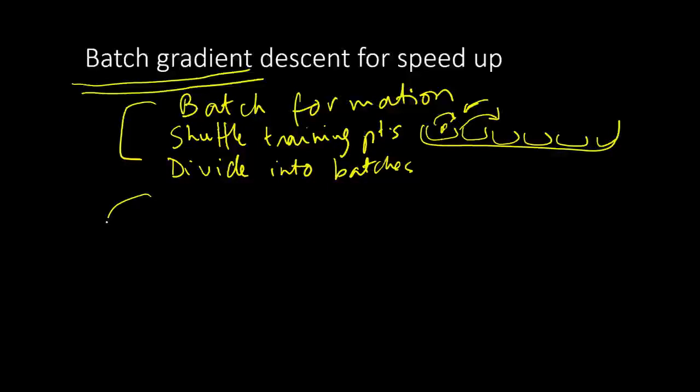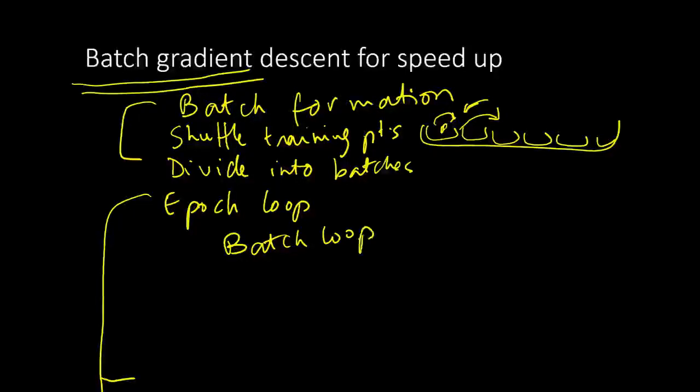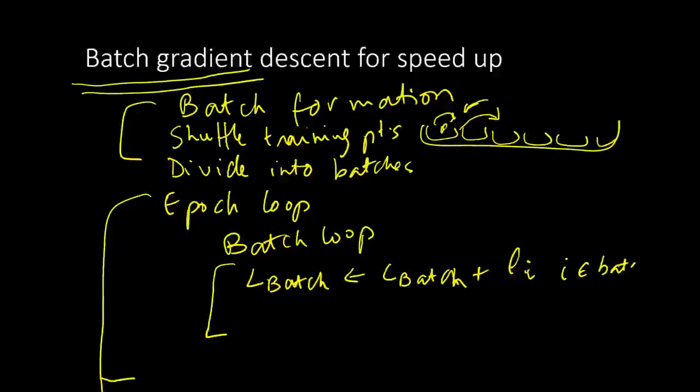Then we have an outer loop, which is the epoch loop. One epoch is when you have gone through all the batches, and inside that you have a batch loop, when you are going through all the batches. In the batch loop, we are computing L batch, the sum of Li where i belongs to this batch. Let's say batch J.